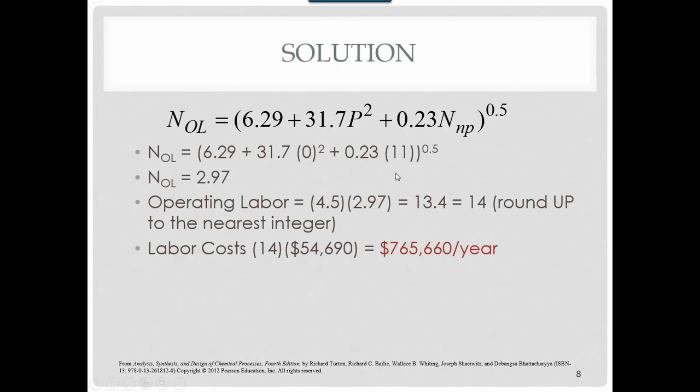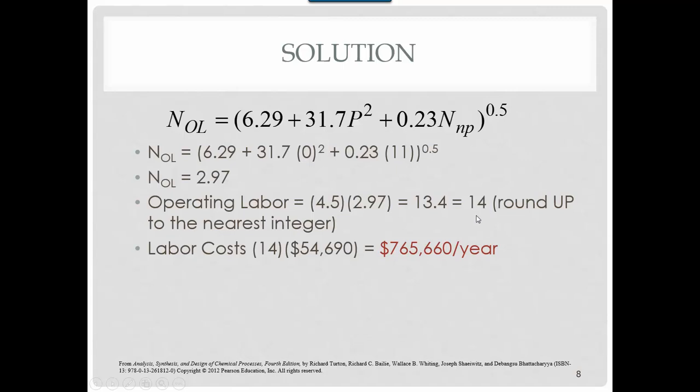So I've got this. I have no solids processing. I have 11 processing units for fluids. I plug those in and I come up with N_OL as 2.97. Alright, 2.97 is how many operators I need per shift. Multiply that by 4.5 to know how many people I really need. I get 13.4.